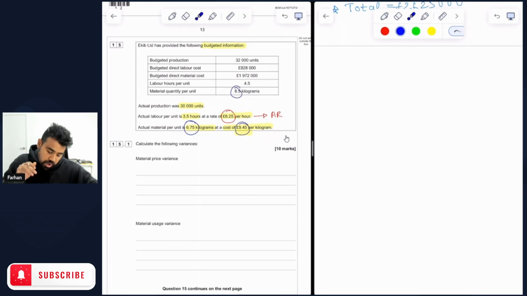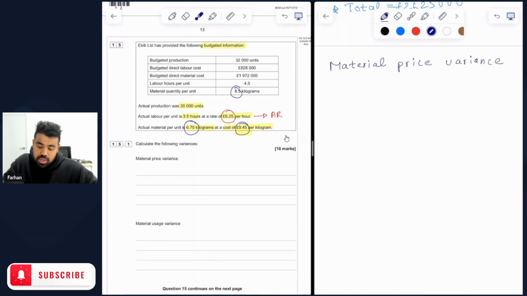So the first requirement of the question is to find the material price variance. So I'm going to write this formula for you here. And don't worry about it, I'm also going to put them in the description so you can just memorize them, or you can just copy paste them in your workbook. So the material price variance can be calculated by finding the difference between the standard price of raw materials and the actual price of raw materials, and then multiplying with the actual quantity.